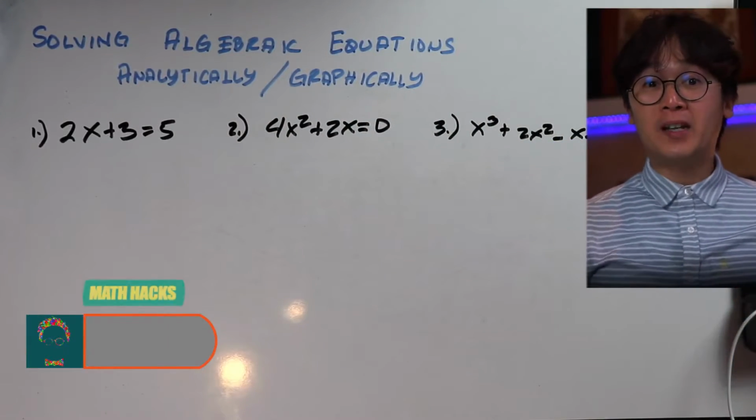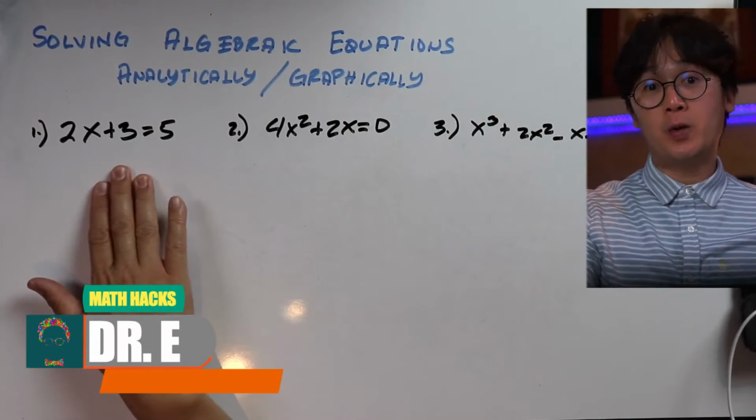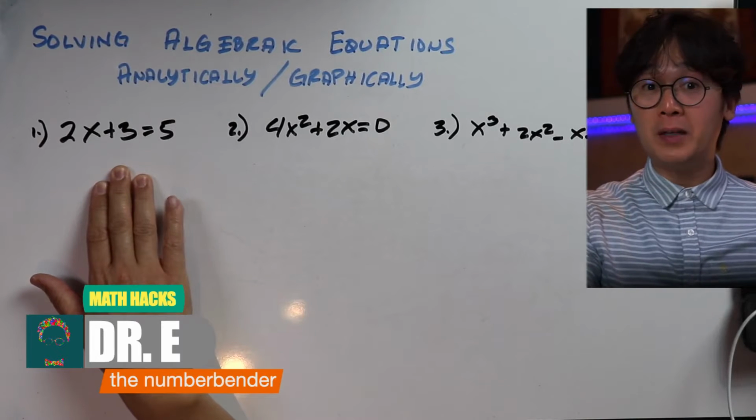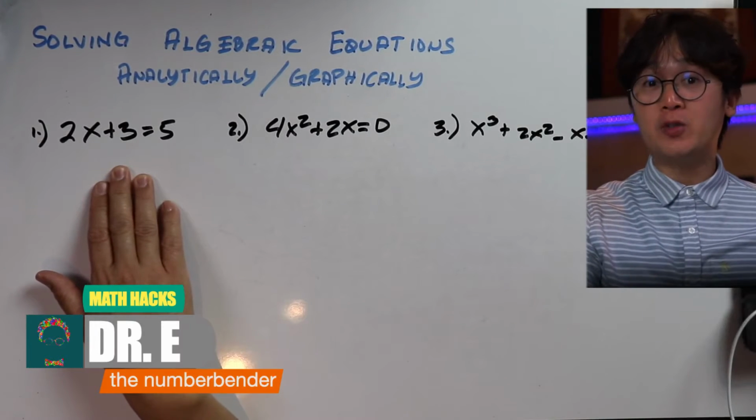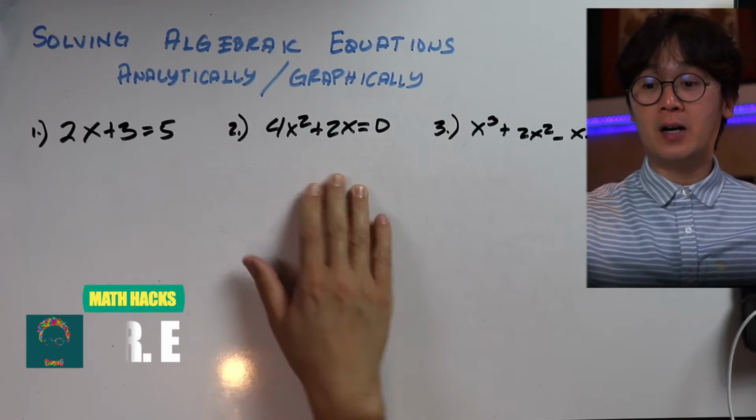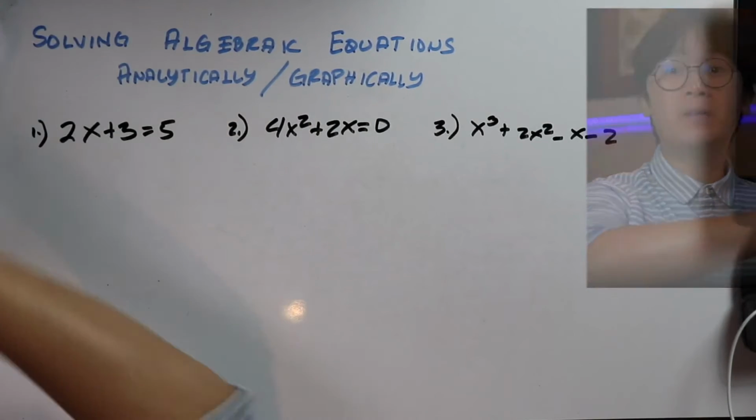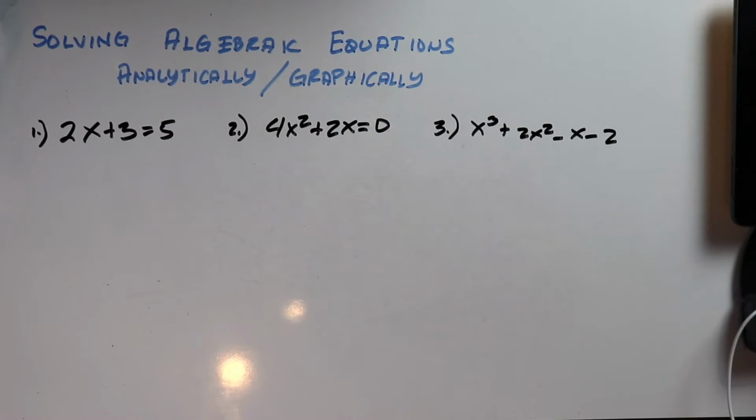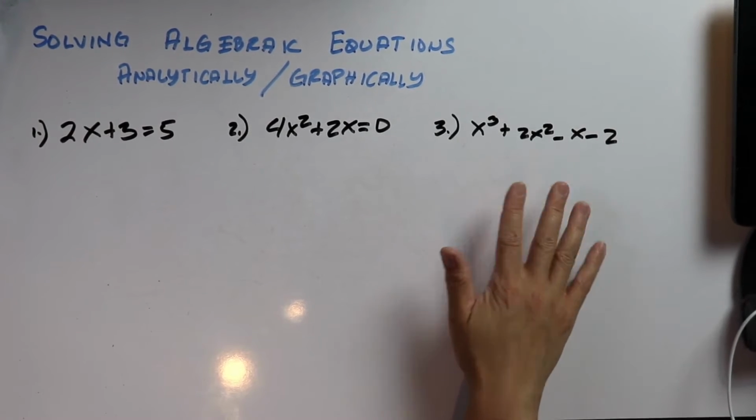So this is our example. I have 3 examples here. I have a linear equation, 2x plus 3 is equal to 5, which is going to be very easy for most of us to answer. We have a quadratic equation, 4x squared plus 2x is equal to 0. And we have problem number 3 right here, which is x cubed plus 2x squared minus x minus 2, which is a cubic function that is not factorable.